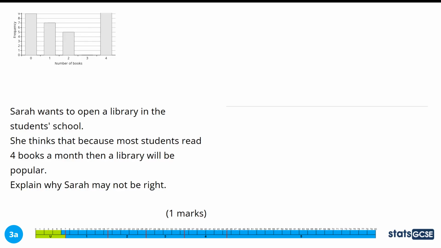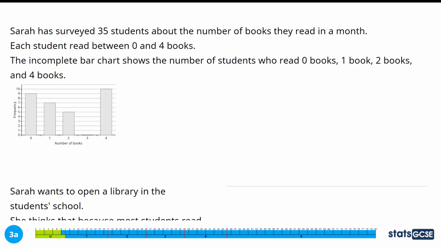Sarah wants to open a library in the student's school. She thinks that because most students read 4 books a month, then the library will be popular. Explain why Sarah may not be right. Let's start by looking at the bar chart.